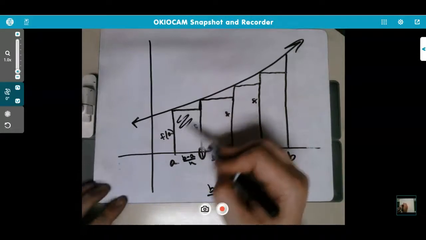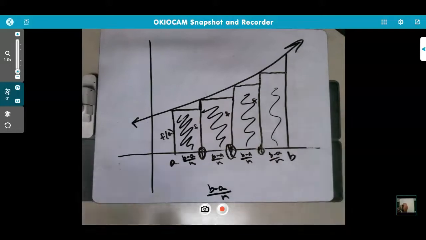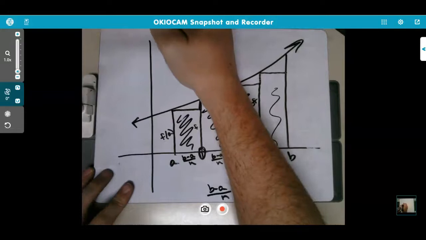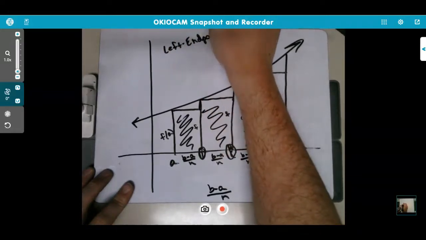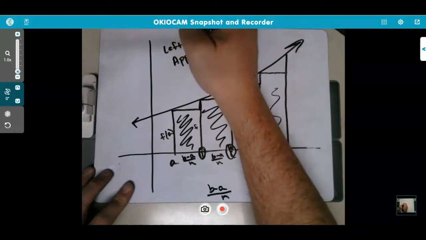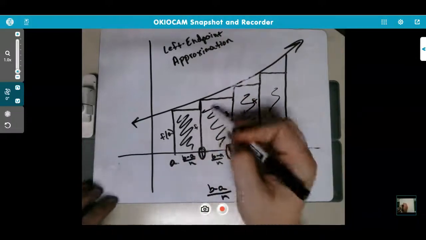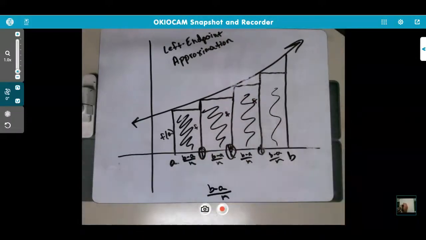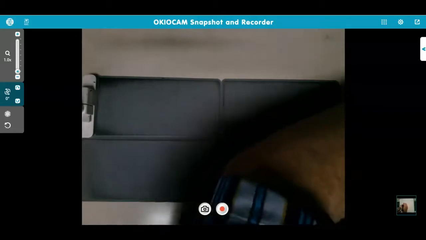Once I find it for each of these rectangles, I'm going to just add those up. Okay? This is using left endpoints. This is left endpoint approximation, using the left points on each part. Now I can do the same exact thing using right points.